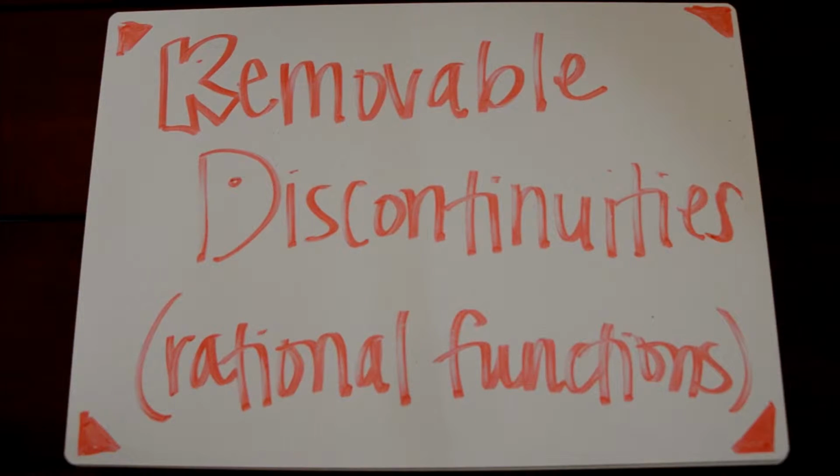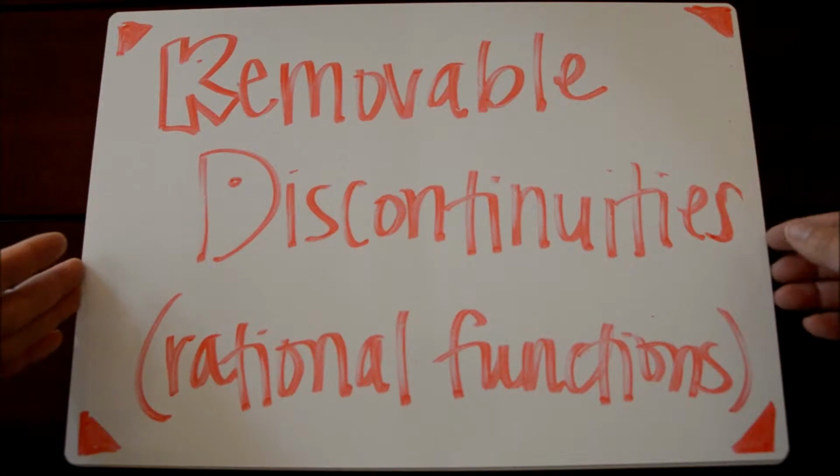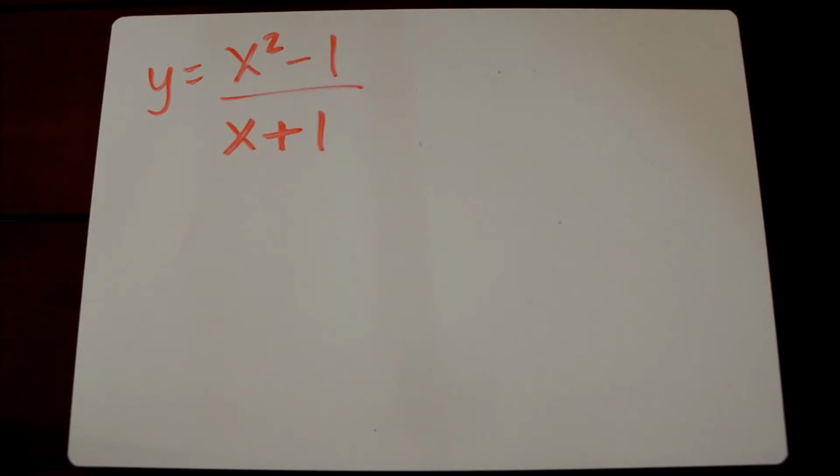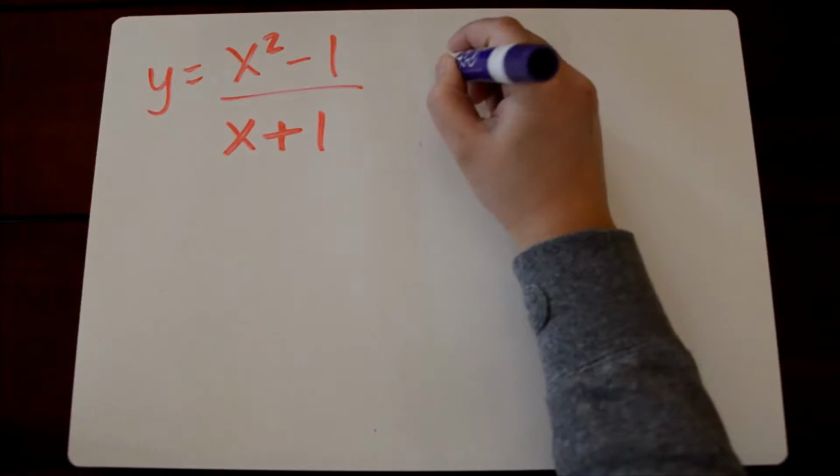Today our lesson is on removable discontinuities of rational functions, also known as holes. Let's take a look at our first example. What we're going to do first is factor to see if our equation can be simplified.